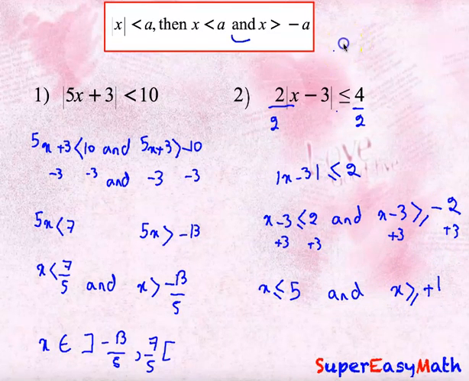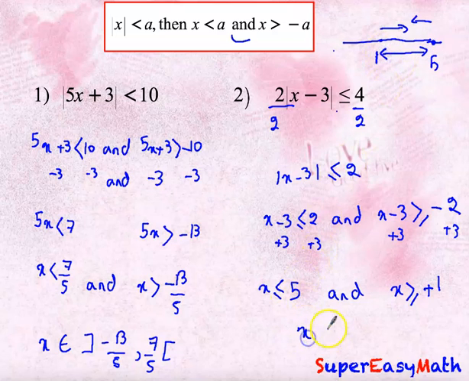Graphically, on the number line, suppose that here is 1 and here is 5. So x is greater than 1 and smaller than 5, so it will be in this region. We can write it x belongs to 1, 5. Pay attention to the brackets, they are included because here we have smaller than or equal and greater than or equal, so we should make them included.